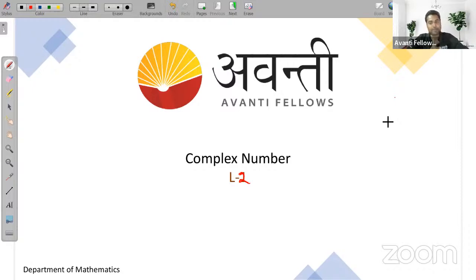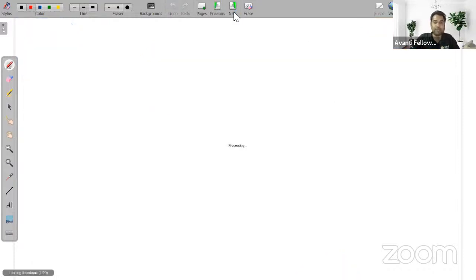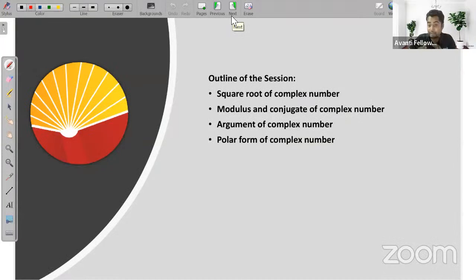Yesterday we completed the first lecture of complex numbers. In the last class, we covered all the basics of the concept of complex numbers. In this second lecture, we are going to cover how to find the square root of a complex number. I already discussed the methods in the last class, and I also gave one question. How many of you tried these questions? No need to worry.